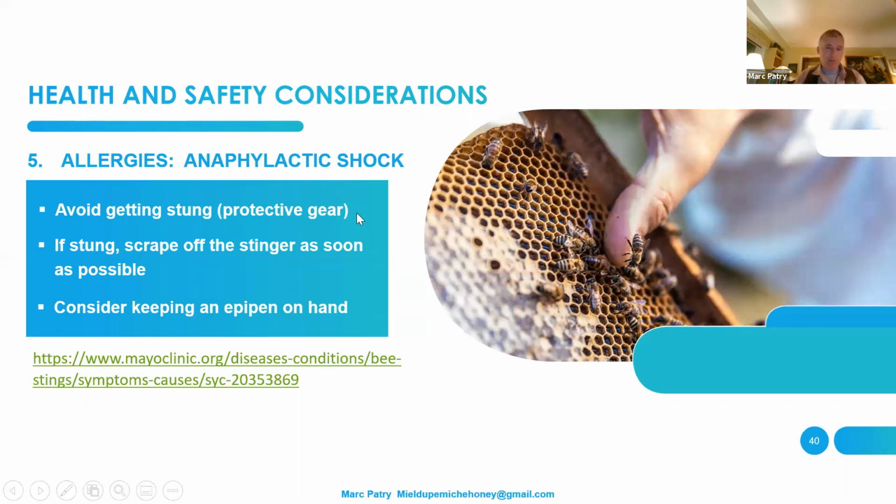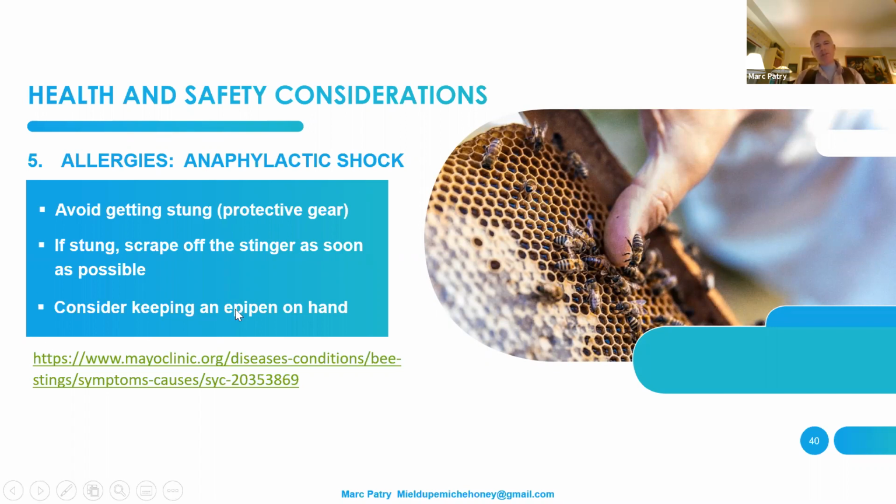So number 1 is avoid getting stung. Number 2 is, that's going to be pretty hard, I have to say. You'll probably get stung. If you're stung, scrape off the stinger as soon as possible, because the stinger will stay in your skin, and there's a little sac of venom that keeps on pumping even though the bee's gone. So scrape that off. Don't squeeze it, because if you squeeze it with your fingers, you're going to squeeze the venom right into your hand. So just scrape it with your hive tool or your fingernail.